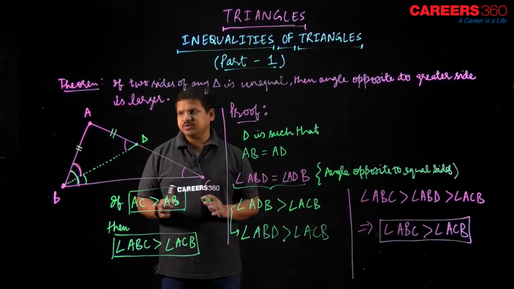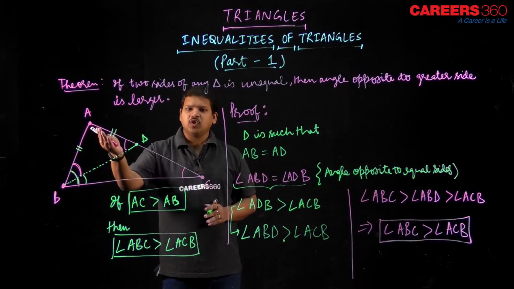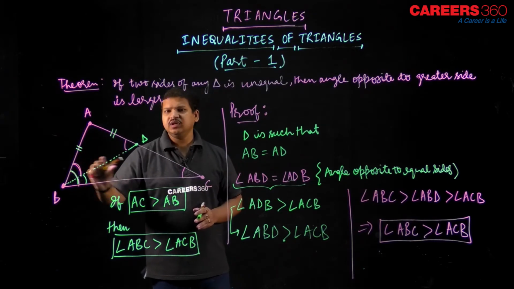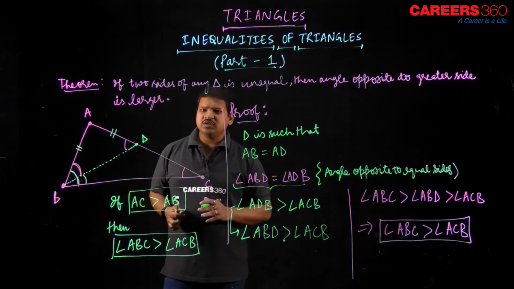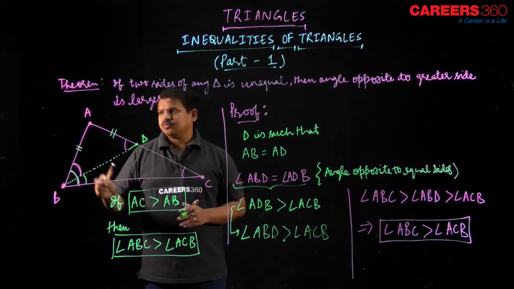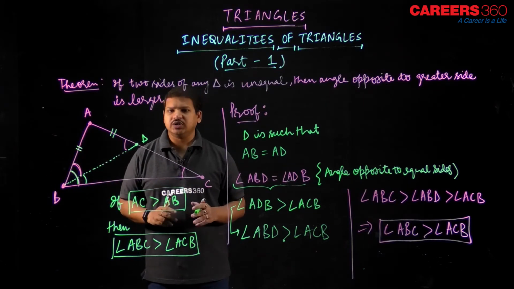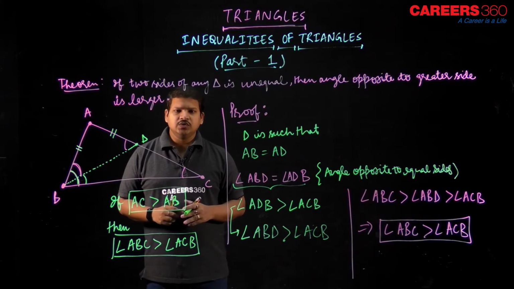I hope it is pretty much clear to you that the angle opposite to the larger side will be the largest angle, and the converse is that the angle opposite to the shorter side will be the shortest one, right? So that was all about the proof of this theorem.